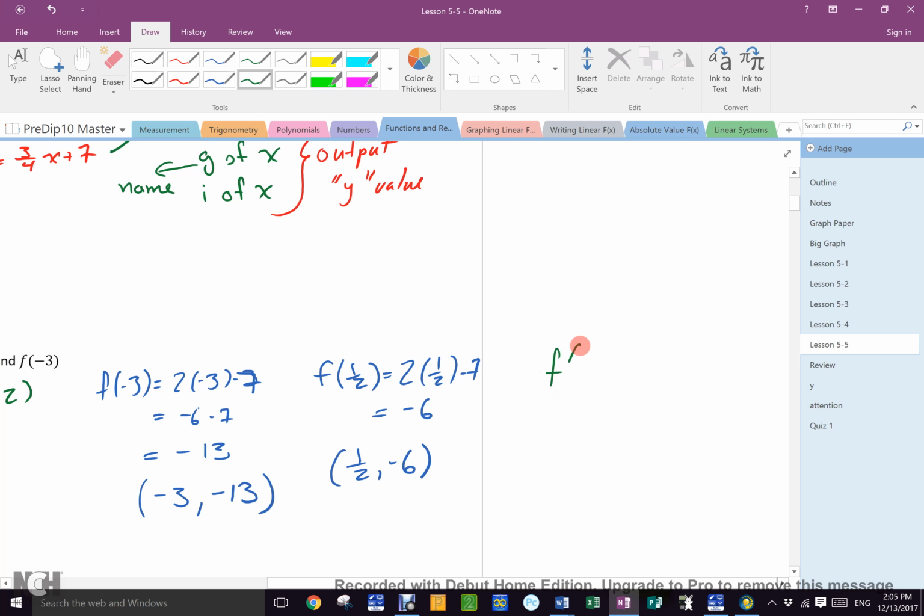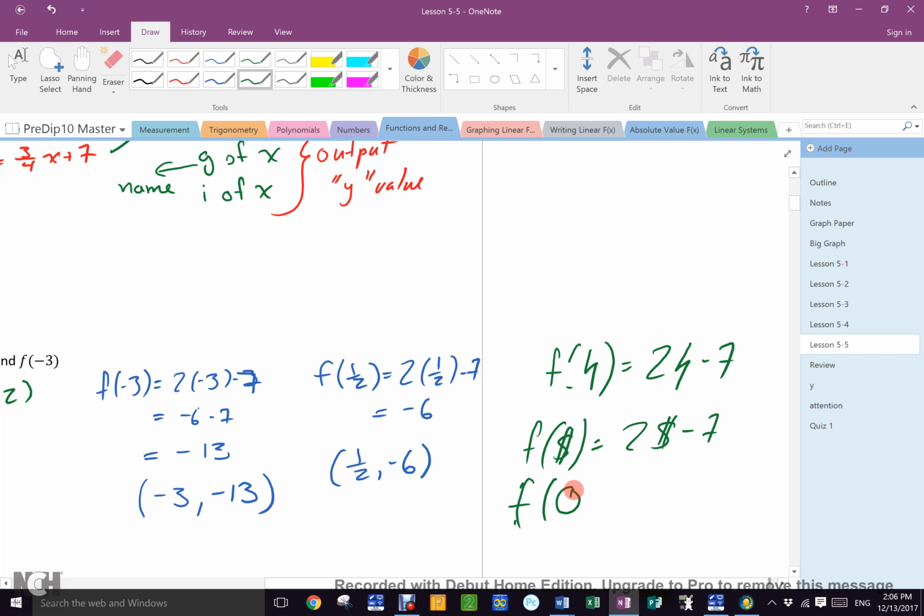What would the f of lightning bolt be? 2 lightning bolt minus 7. What would the f of dollar sign be? 2 dollar sign minus 7. What would the f of peace sign be? Whatever is there goes for x.